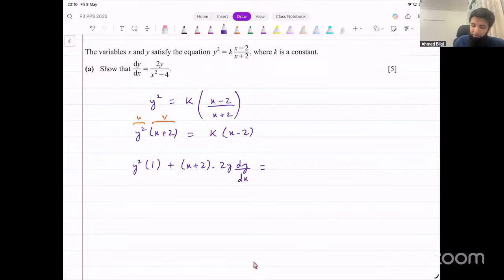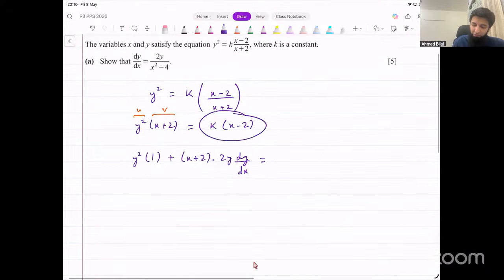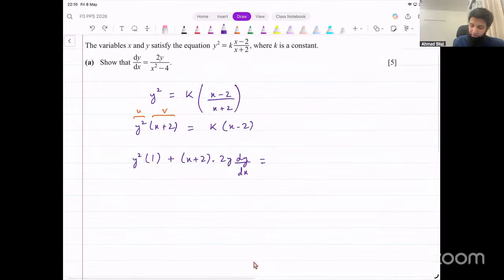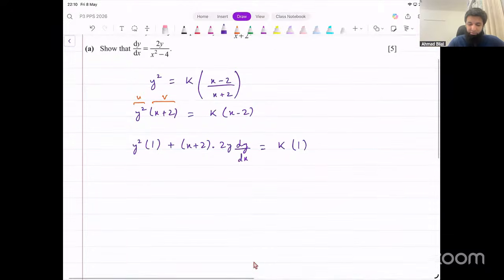Okay, now what about the derivative of the right side? k is just a constant, so k remains as it is. Derivative of x is 1, derivative of minus 2 is 0. So we just have k into 1 on the right side. Now we need to make dy over dx the subject.